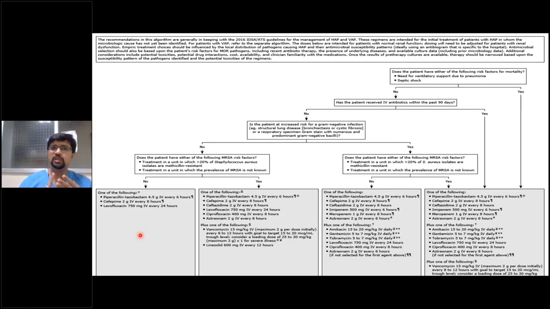If he has not received, then look for any structural lung diseases, suggesting there might be colonization. If there is a structural lung disease, ask a question whether MRSA might be a possibility. If MRSA is a possibility, go for three antibiotics. If MRSA is not a possibility, go for two antibiotics for Pseudomonas. And if there is no structural lung disease, has not taken antibiotics within the last 90 days, then ask one more question whether MRSA might be present or not. If MRSA is present, one antibiotic for Pseudomonas and one antibiotic for MRSA. If there is no possibility of an MRSA and there are not many risk factors present, then only one antibiotic for Pseudomonas. Okay, so this is the chart.